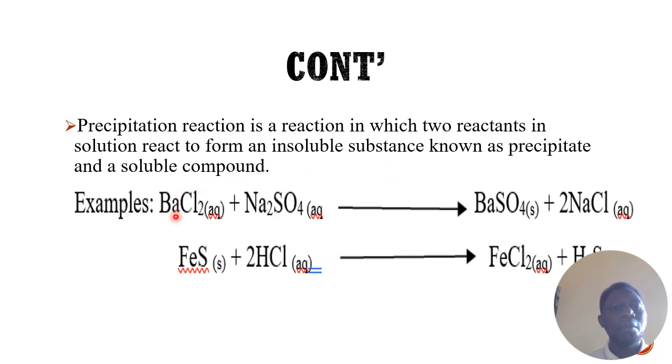For example, barium chloride reacts with sodium sulfate and produces barium sulfate and sodium chloride. This barium sulfate is an insoluble salt. Example 2. Iron sulfate reacts with hydrochloric acid to produce iron chloride and hydrogen sulfate. This is a precipitation reaction.